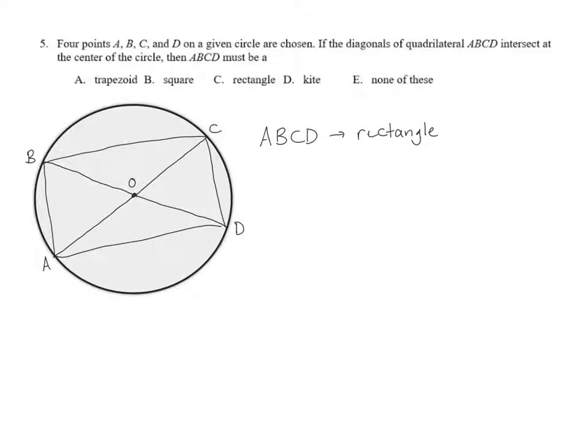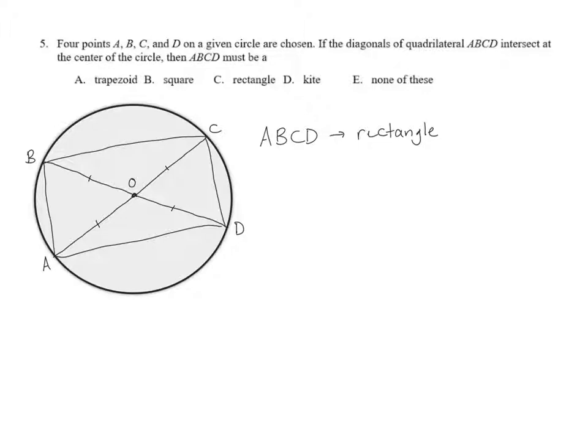To prove that it's a rectangle, we need to show that all 4 of the angles are right angles, and we're going to use congruent triangles to do that. First, I want to notice that OA, OB, OC, and OD are all radii of this circle, so they have to be congruent. Also, I want to look at some angles.